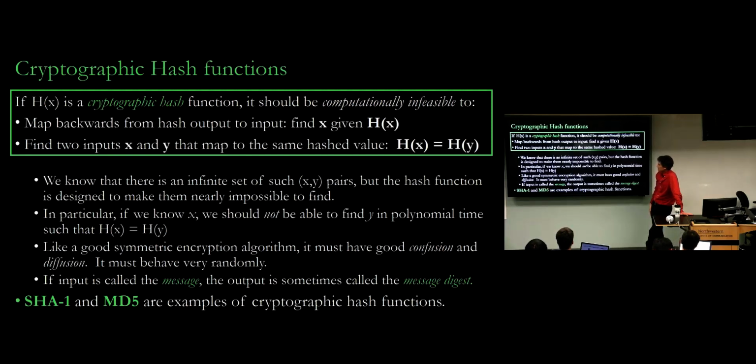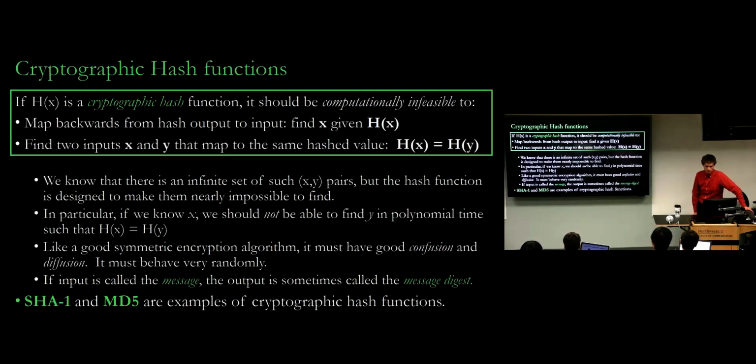Yeah. So similar to a good symmetric encryption algorithm, you need good confusion and diffusion for the function to behave essentially randomly, and for the different bits in the output to be affected by different bits in the input in sort of a random manner.